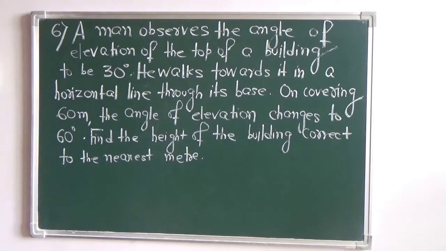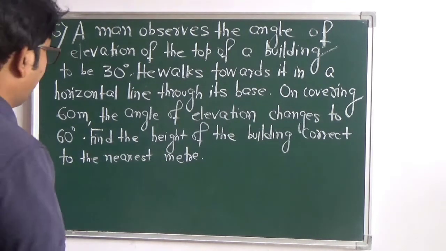So this is the question. A man observes the angle of elevation of the top of a building to be 30 degrees. He walks towards it in a horizontal line through its base. On covering 60 meters, the angle of elevation changes to 60 degrees. Find the height of the building correct to the nearest meter. First you note the question. I have to rub the board because you don't have much space, so we need to remove the question and then we'll start.